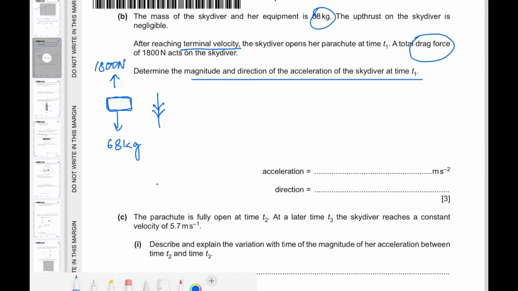So the drag force acts upwards, and let's just convert the mass as well into force. You will multiply that by 9.81. Determine the magnitude and direction of acceleration of the skydiver at time t1. This scenario of a skydiver falling through the sky, opening up a parachute, is a common one in our syllabus. So I would encourage you all to familiarize yourself with the concepts and all of the stages in this motion.